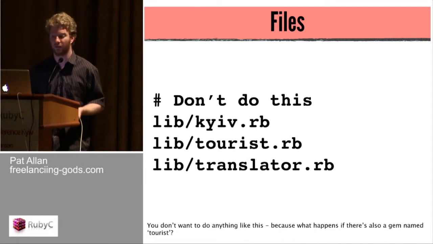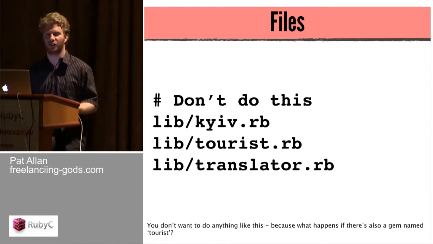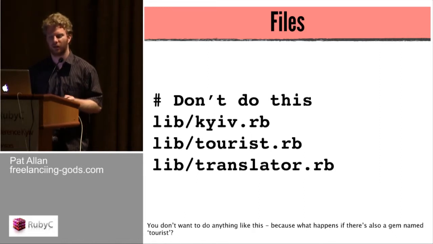Now if you didn't do that, say you put everything just in lib, that would probably work until somebody released a gem called tourist, and suddenly you've got 2 different tourist files in your load path, and you can't be sure which one's going to be loaded. So this is why everything but the actual core file of your gem should be namespaced under lib, and then the gem name.